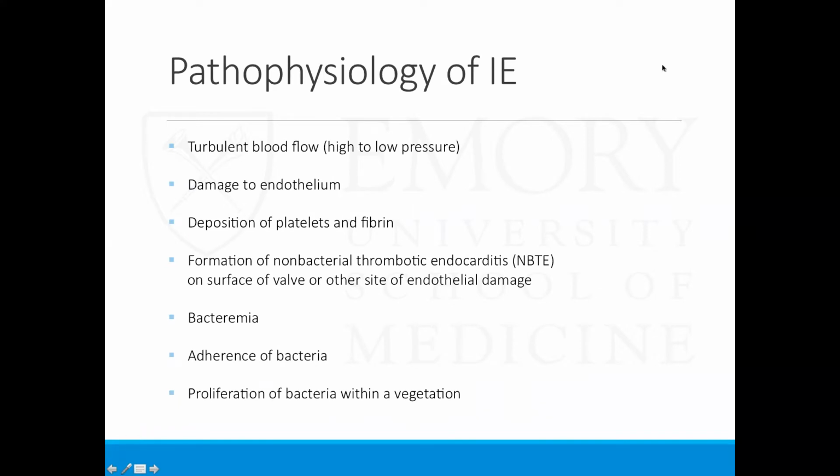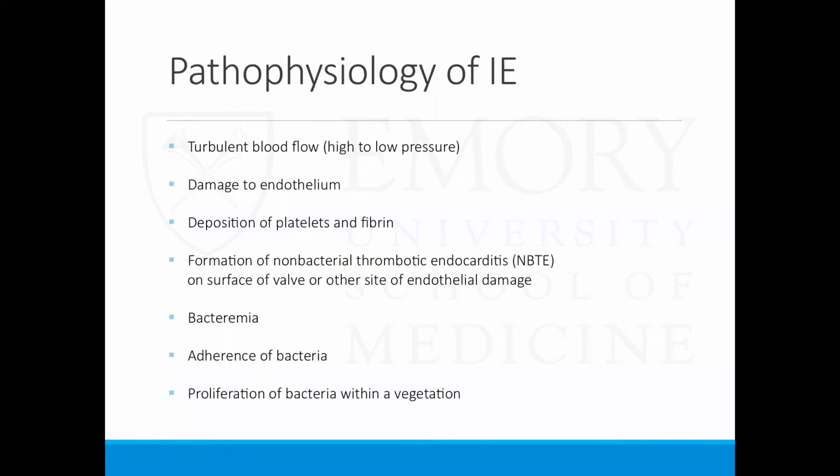Okay, so first starting off, we'll just briefly go through some of the pathophys of infective endocarditis. I think you guys might be familiar with some of these steps, but I think it's important to establish these again. The first step in this process is you have turbulent blood flow, going in chambers from high to low pressure or across tight valves. This damages the endothelium of valves or the surrounding areas, and that leads them to be susceptible to deposition of platelets and fibrin. The deposition of platelets and fibrin leads to the formation of non-bacterial thrombotic endocarditis, or better known as NBTE, on the surface of these valves and other sites of endothelial damage.